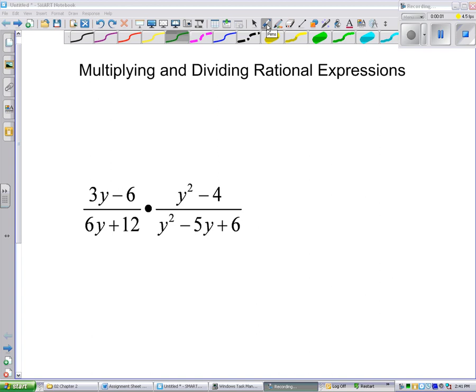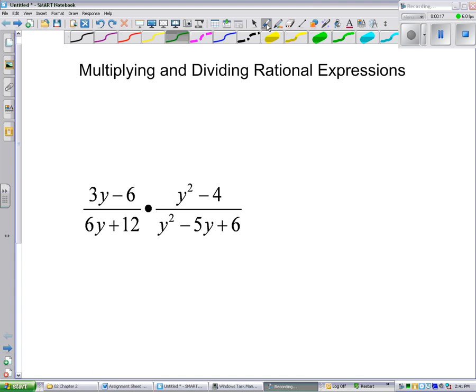Today we're going to be working on multiplying and dividing rational expressions. We're going to be using the same techniques we used when we were simplifying rational expressions, which is we need to factor each part of the expression, both numerator and denominator, completely.